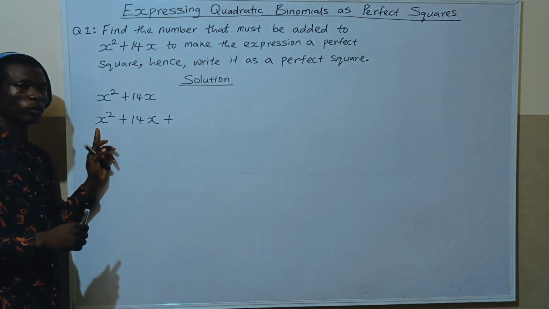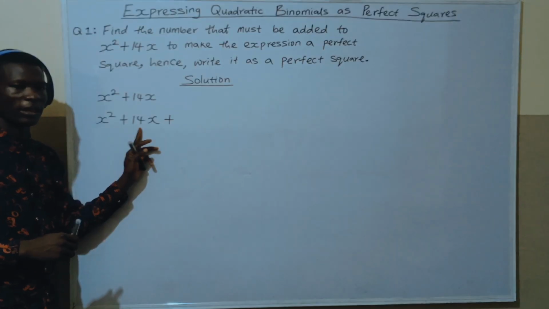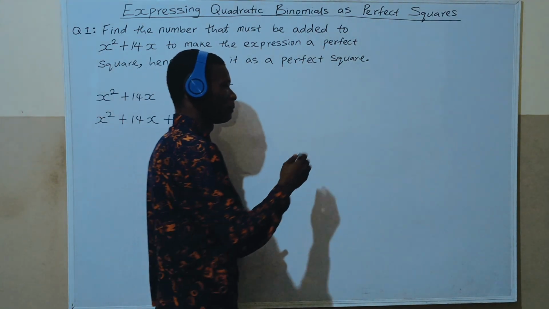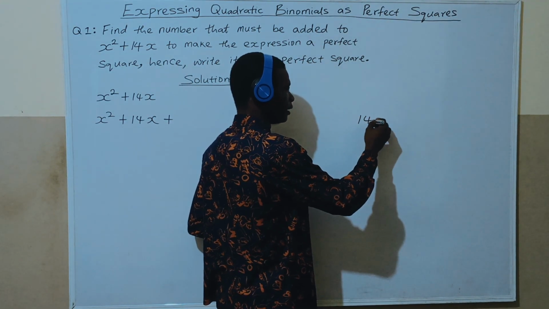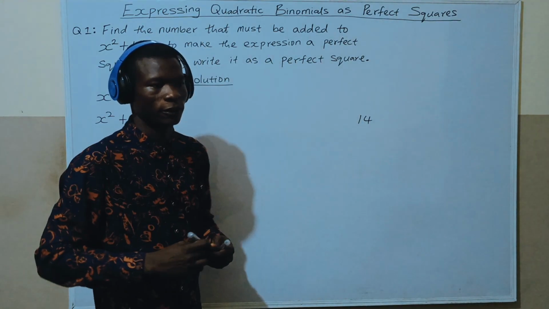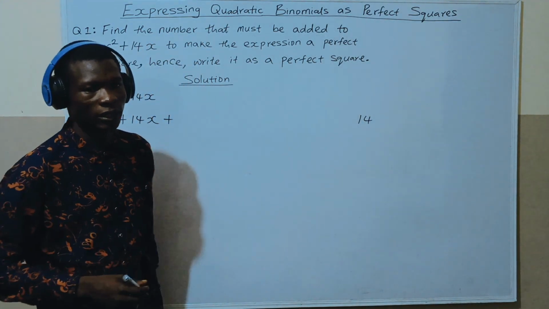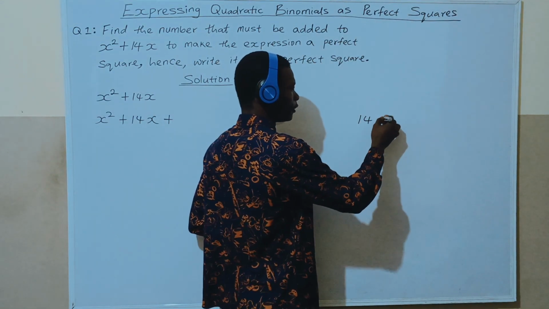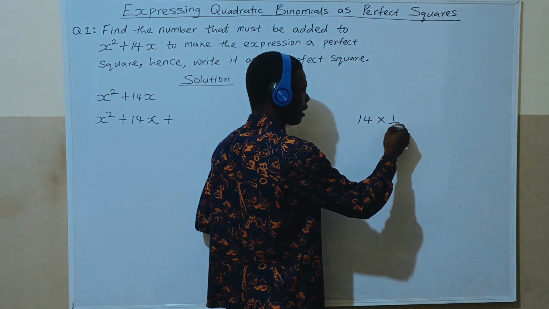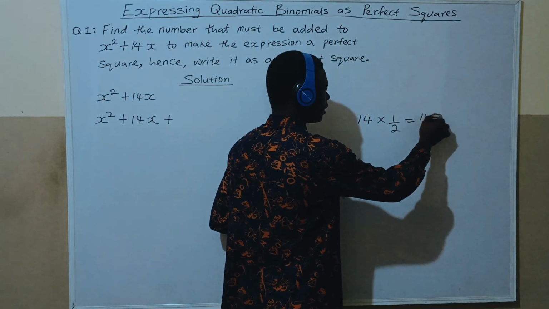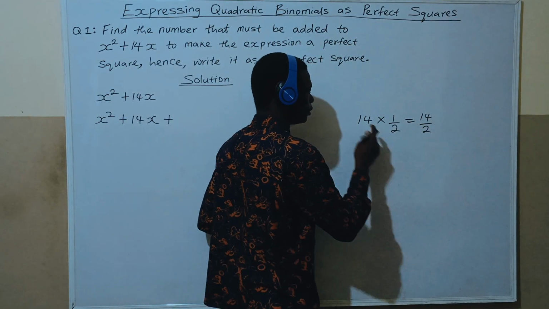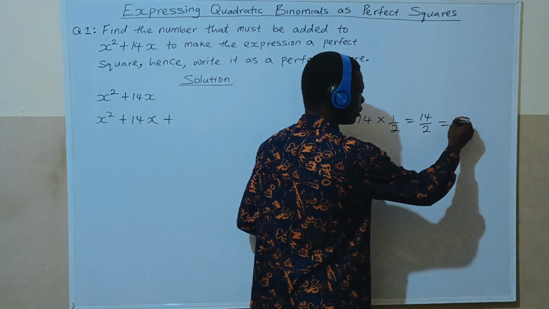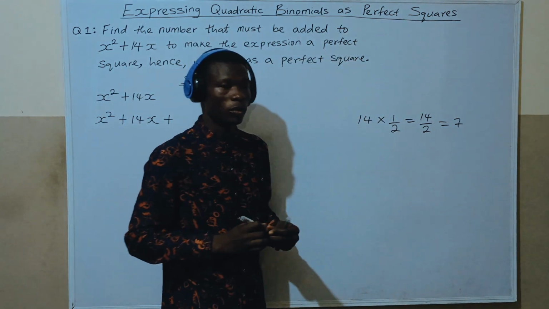This is the term in x squared, and this is the term in x. So we are going to pick the coefficient of the term in x. The coefficient of x there is 14, that's positive 14. So what do we do to this 14? We are going to take half of this 14, that is multiplying it by half, and that is the same thing as 14 divided by 2. Either you say 14 times 1 over 2, or you say 14 divided by 2, which is going to give us 7.